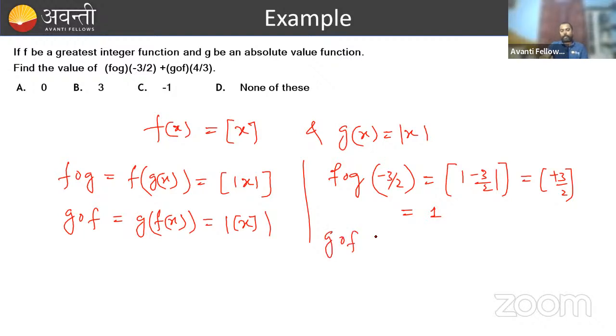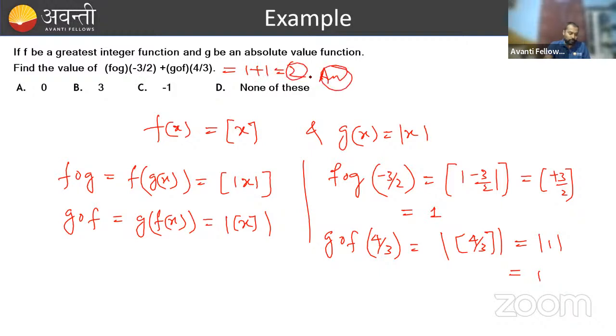Now gof of 4/3. Find the modulus of the greatest integer of 4/3. The greatest integer of 4/3 is 1, so the modulus of 1 is also 1. So fog of minus 3/2 plus gof of 4/3 is equal to 1 plus 1, which is 2. Clear, everyone? Very simple question. Yes or no? Clear or not?